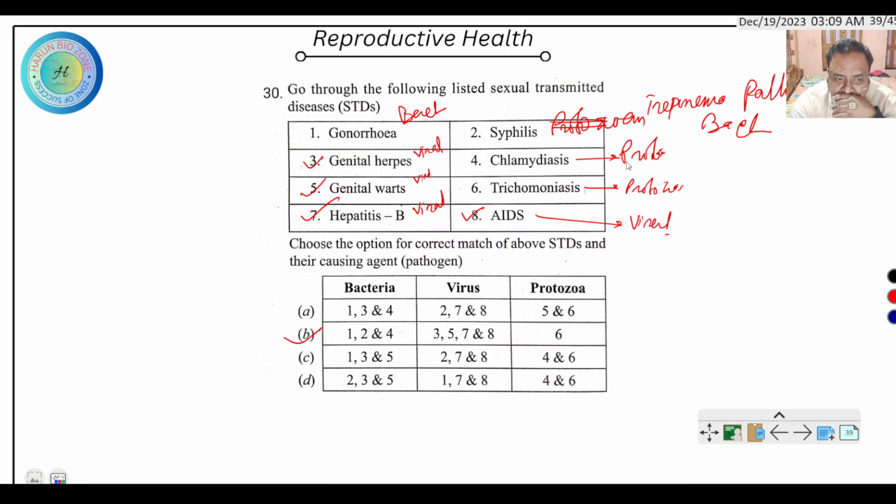Chlamydiasis is also a bacterial disease, and trichomonas is a protozoal disease. So here B is the correct option.